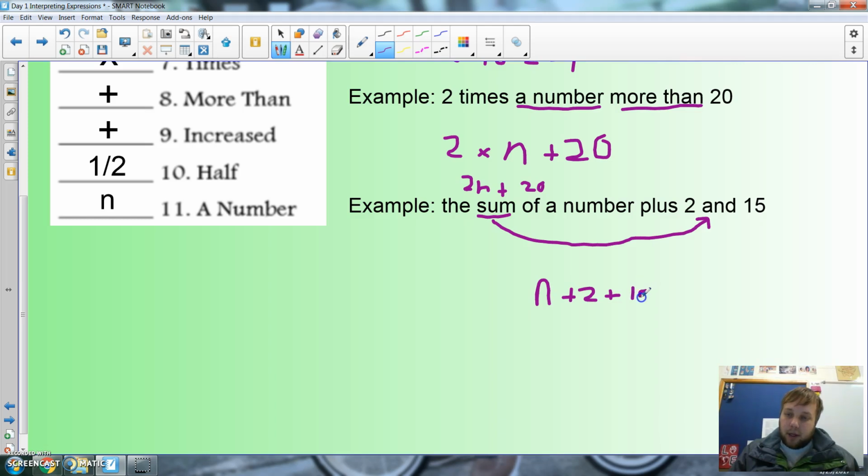So if you want to put parentheses around these, you can, but it doesn't really matter in this case, because adding is just adding, the order doesn't matter. So it's the sum of a number plus 2, and then the sum of that and 15. The sum always goes where the and is. A number plus 2 and 15.